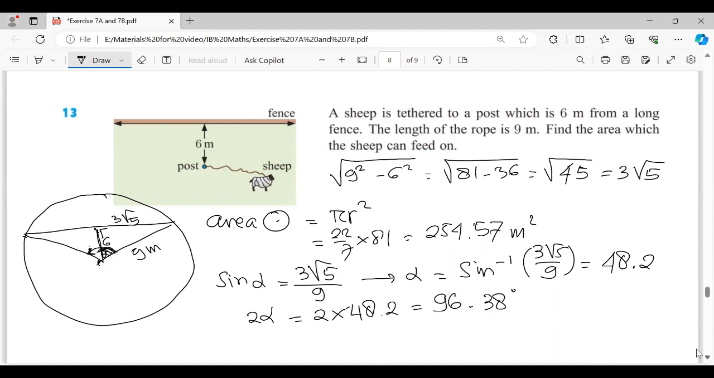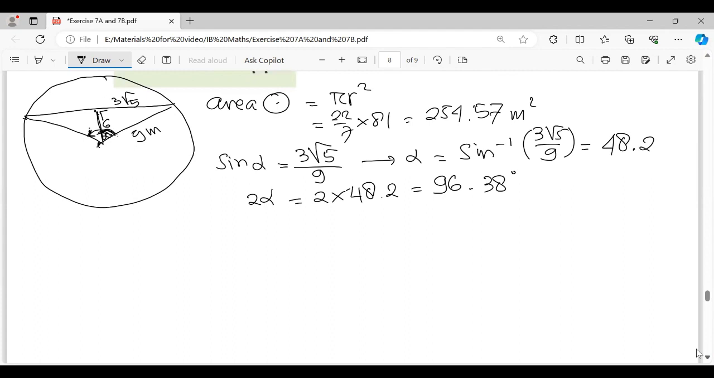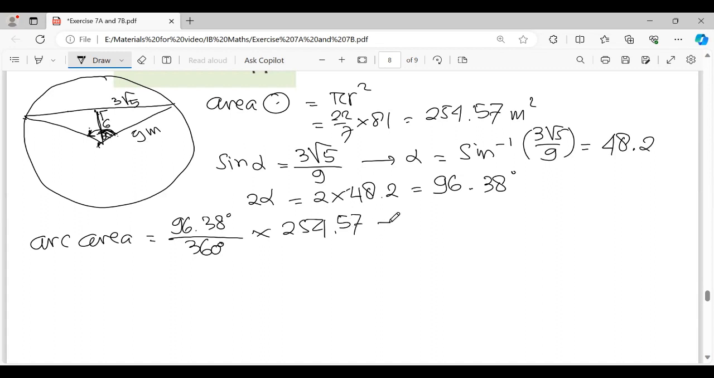And after that, we're going to calculate the area of this arc, the arc with angle 96.38. So the arc area equals 96.38 degrees over 360 times 254.57, because that is the circle area, which equals 68.15 meters squared.